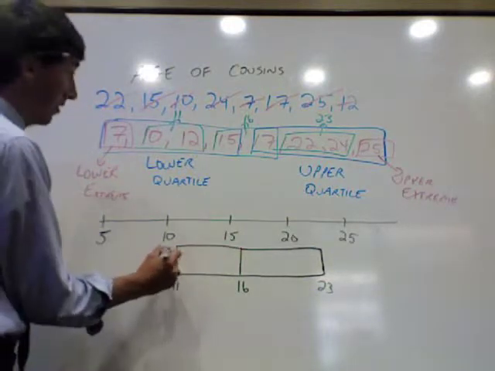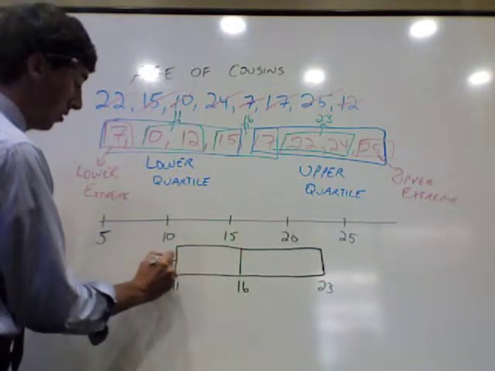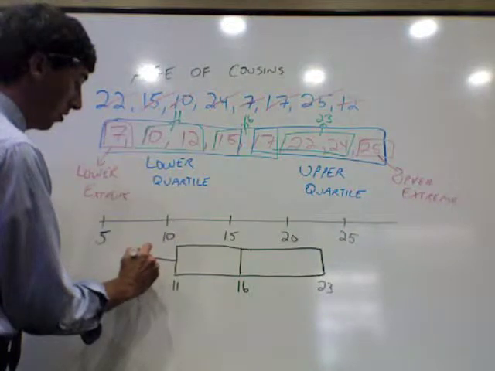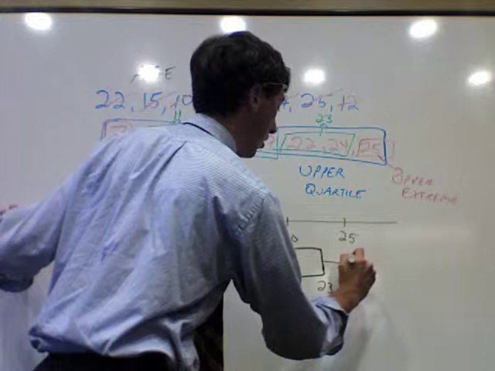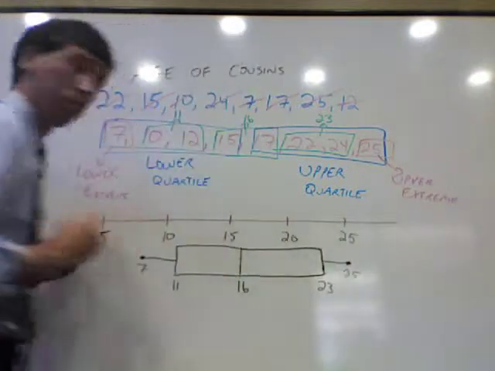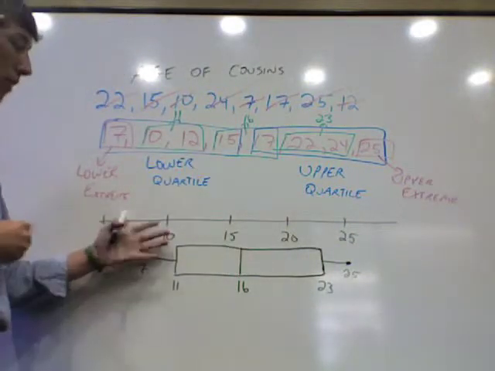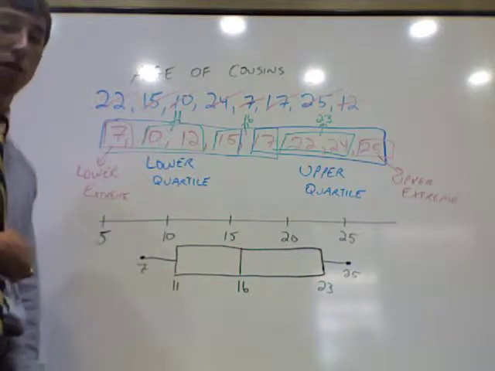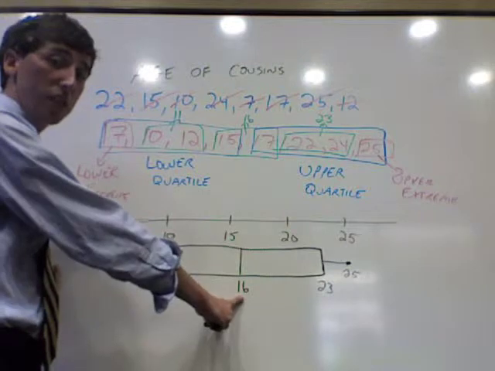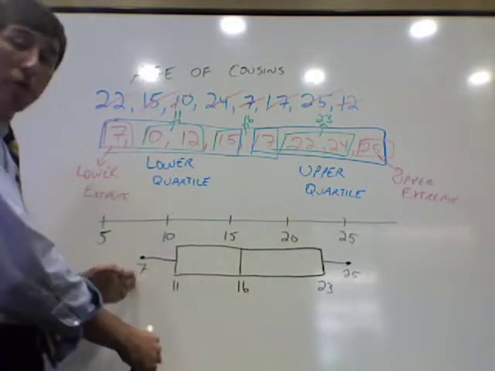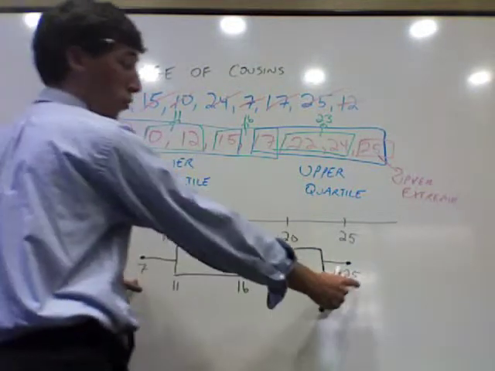And I just need to add the little whiskers to 7 and to 25. Here, we have created a box and whisker of the age of my cousins. The median age of my cousins would be 16, and they would go all the way from 7 to 25.